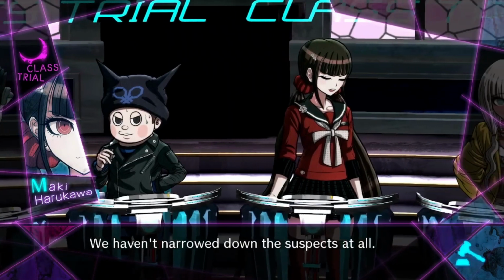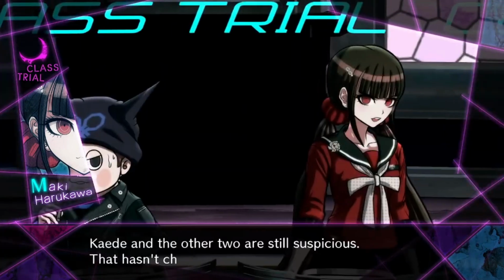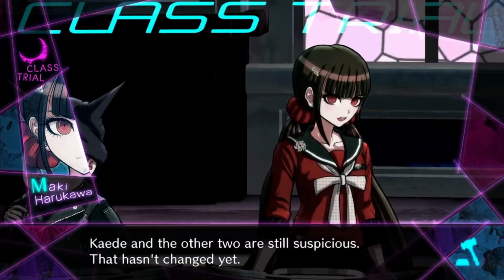We know that Hiro brought the murder weapon, the kitchen knife, and brought the culprit to Kaede's room, where the culprit took the knife and killed Hiro. We haven't narrowed down the suspects at all. Kaede and the other two are still suspicious. That hasn't changed yet.